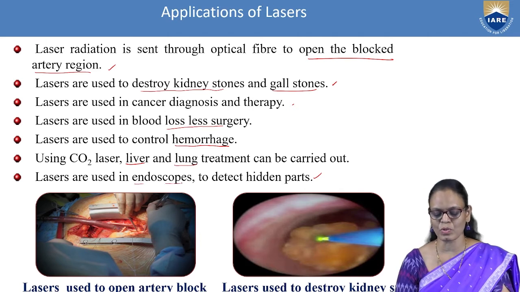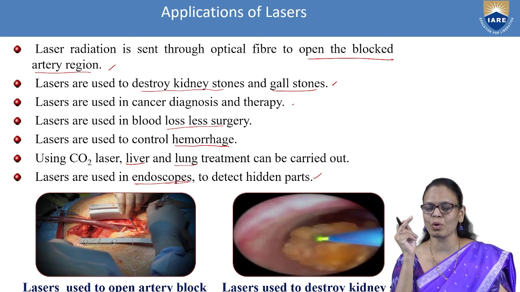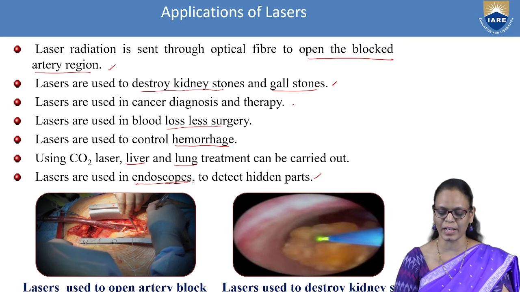Then lasers are used in endoscopes to detect hidden parts. So what is an endoscope? Generally we hear about endoscope whenever they have to do some diagnosis internally. An endoscope consists of an optical fiber, and there will be a camera at the end. They will send this endoscope inside the body with the camera, and the light is sent. With the help of that, they can find out whatever problem is there in the hidden parts.